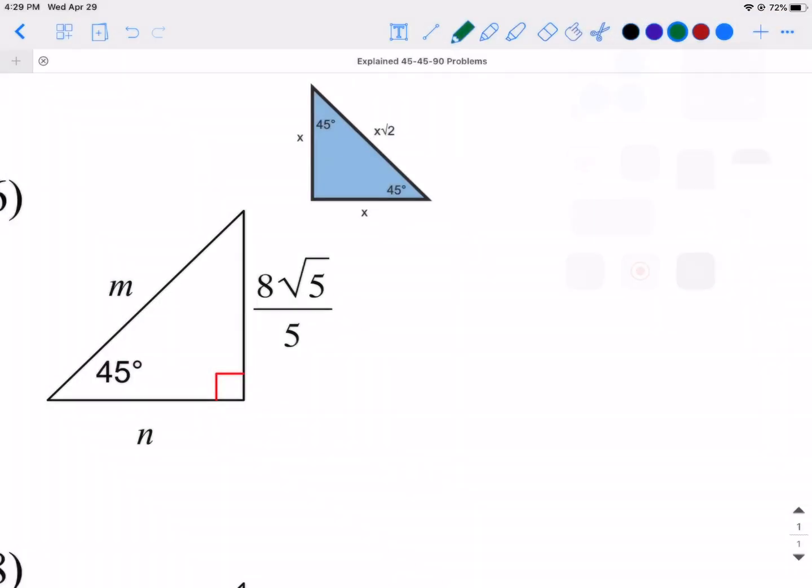Hey there, Miss W doing another set of problems for 45, 45, 90 triangles. So let's jump right into it.